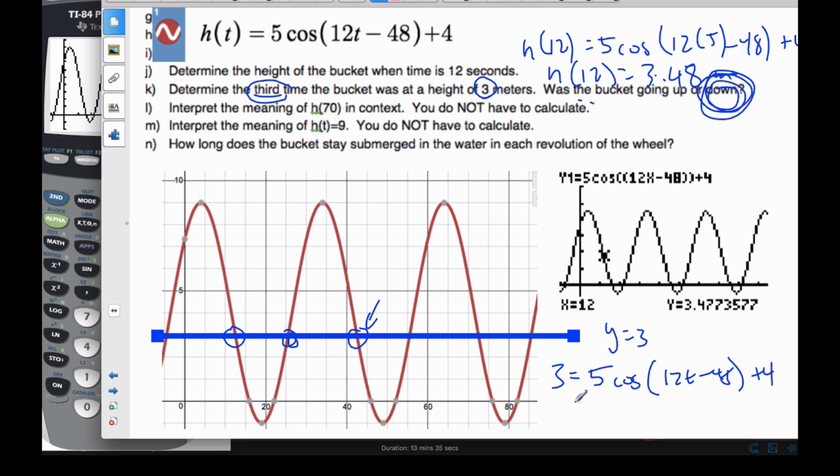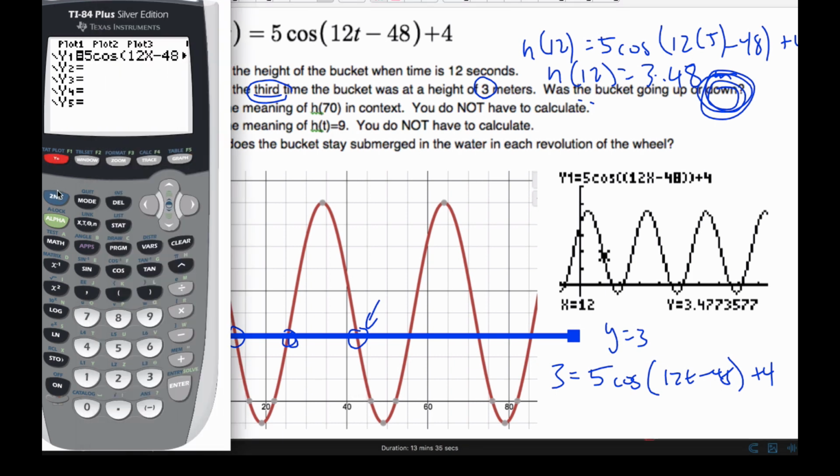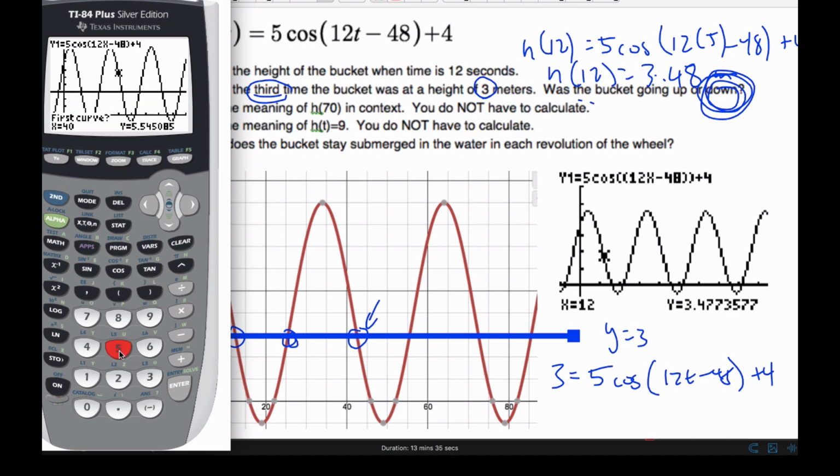So in order to solve this equation, I need to find it. And if I estimate here, I know this is 50. That's 45. So about 45 or so, between 40 and 45. I go to my calculator, and I have this equation in here. I'm going to make y equal to 3. And then when I graph this, I am going to go second, calculate. I'm going to do the intersection.